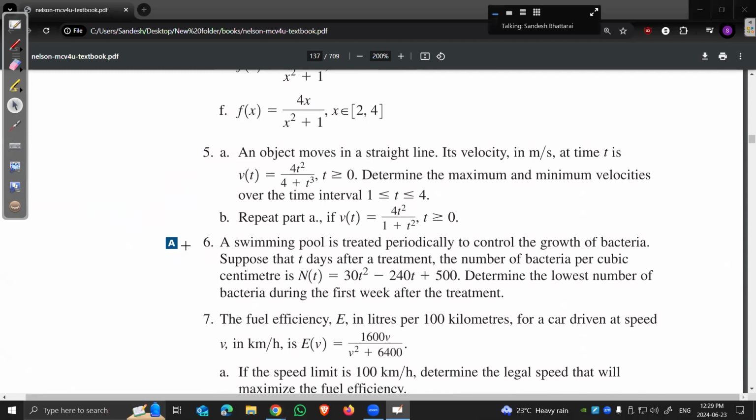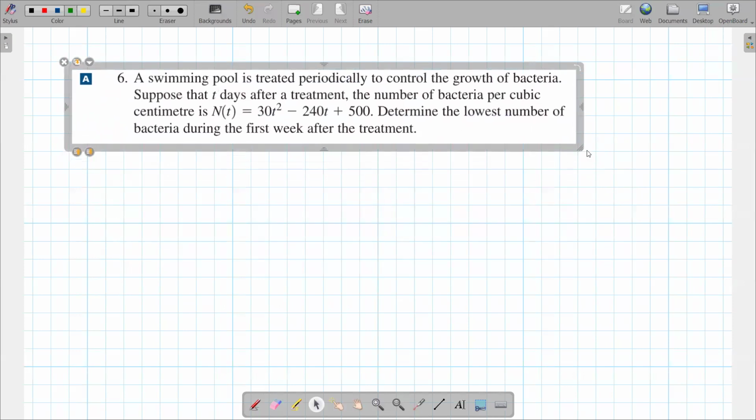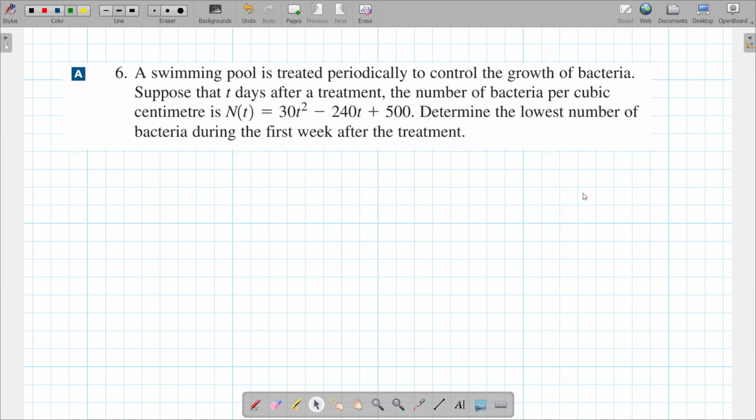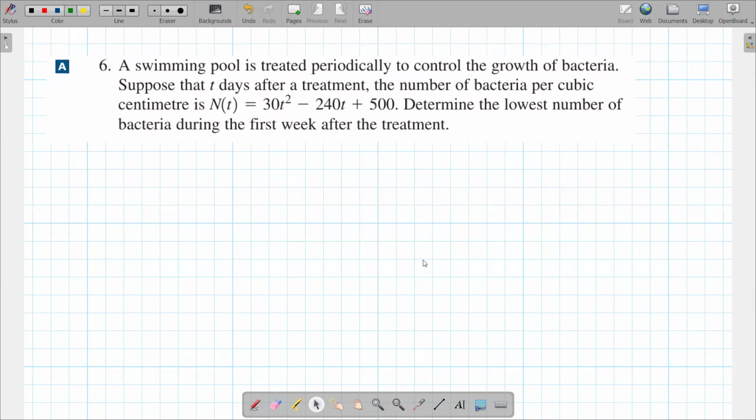Let's try an A problem. So a swimming pool is treated, usually done with chlorine, which is not that good for your skin or eyes, but it's the best thing we have. Suppose that t days after treatment, the number of bacteria per cubic centimeter is this. So we're given a count of bacteria. Determine the lowest number of bacteria during the first week after the treatment.